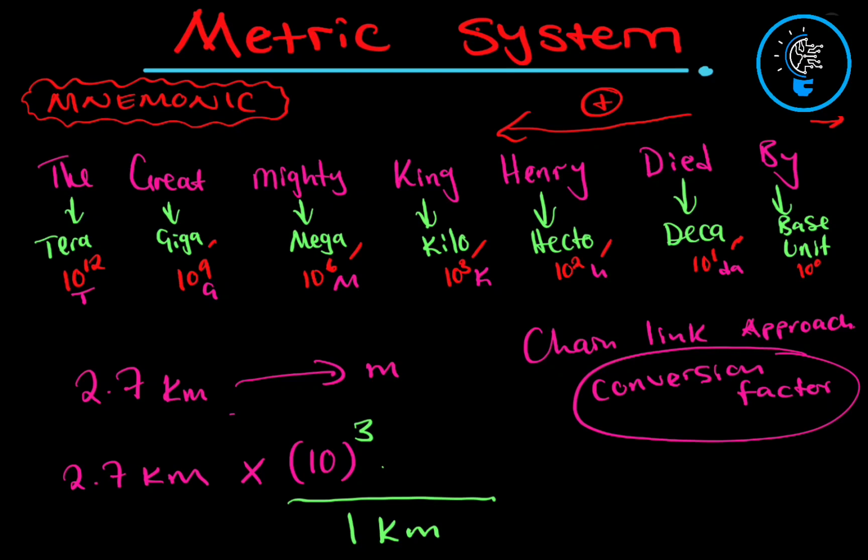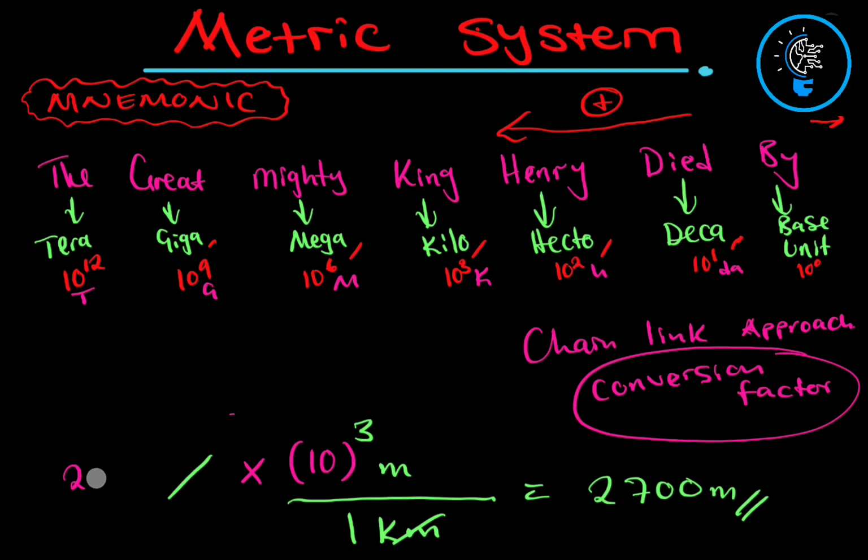Now we know that the base unit in this case is meters, so we can put meters there. Kilo and kilo will cancel. We are going to get 10 to the power 3, that's 1,000, times 2.7. We are going to get a value of 2,700 meters as your solution. So that's how you convert 2.7 kilometers into meters.